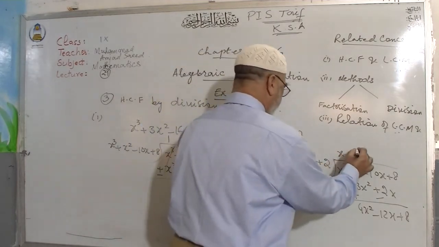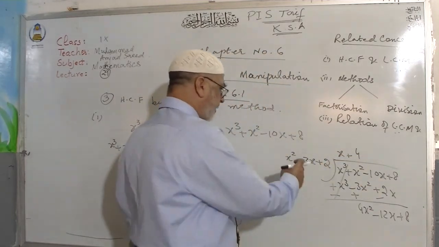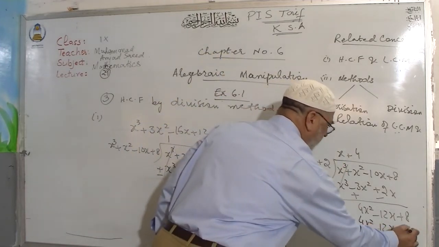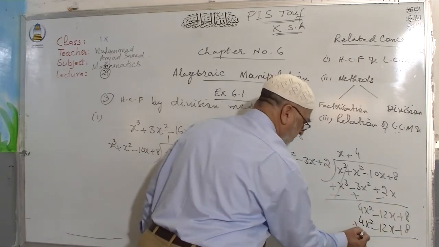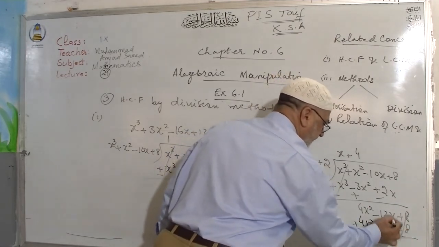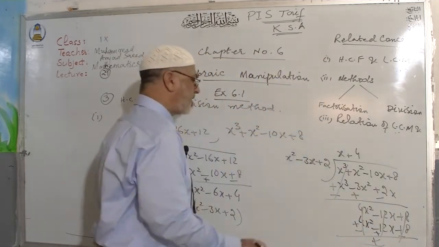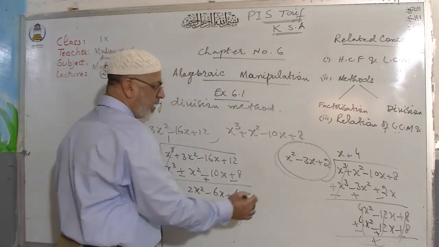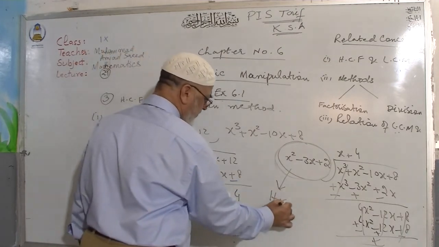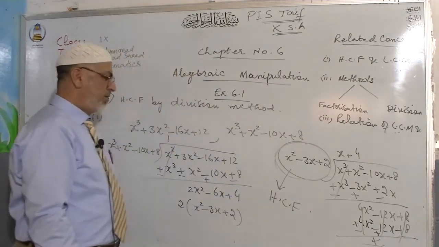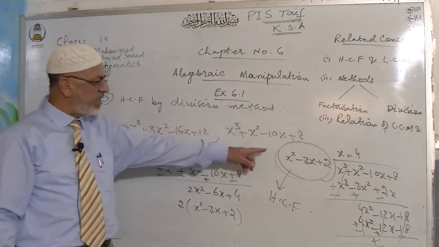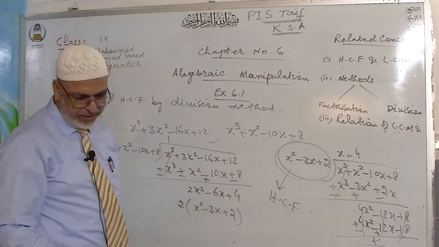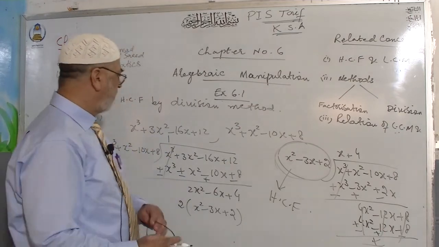So you can have plus 4. Divide by plus 4, so it is 4x square minus 12x and plus 8. Change the sign below and cancel them. Dear students, this is the last divisor. Last divisor is your HCF. The last divisor, which is bringing the remainder as 0, will be your HCF. I hope that you understood this.